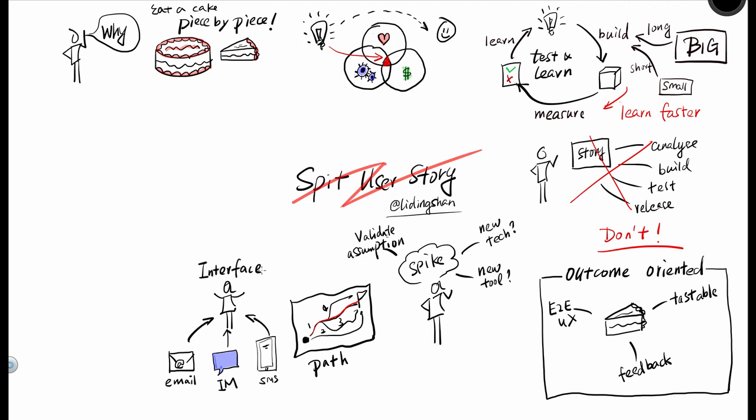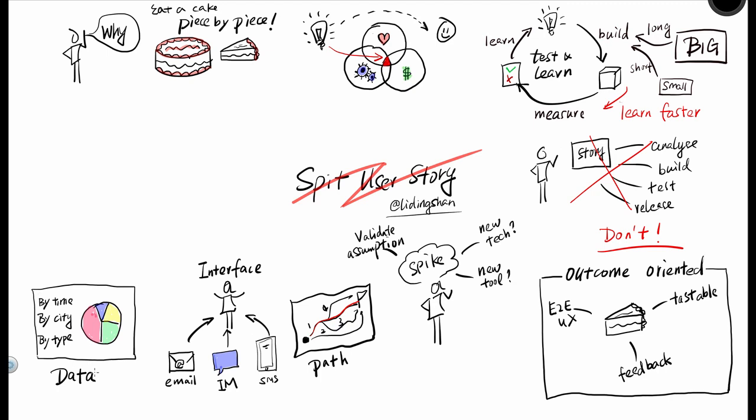The fourth one is based on the category of data. Let's say you need to create a report to present the sales performance by different time, different city, and different product type. Each of them can be a separate user story, and you may implement the report by the time first.